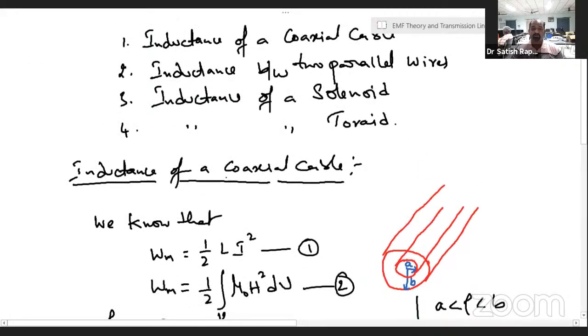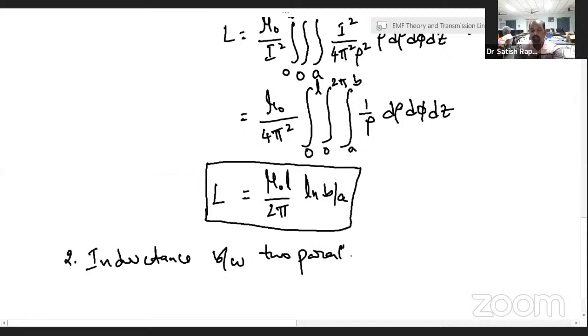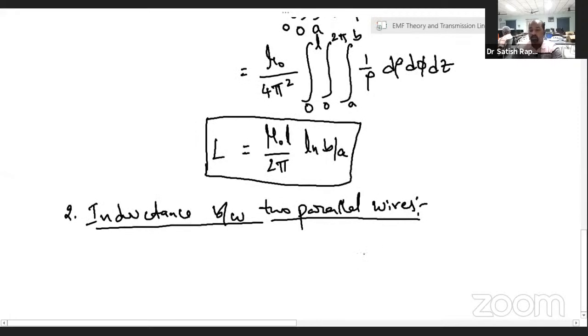And the second one, inductance between two parallel wires. So let us consider two parallel wires.